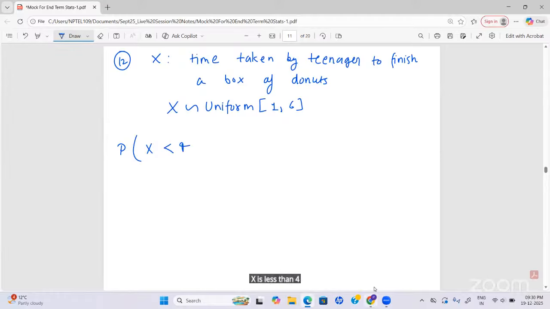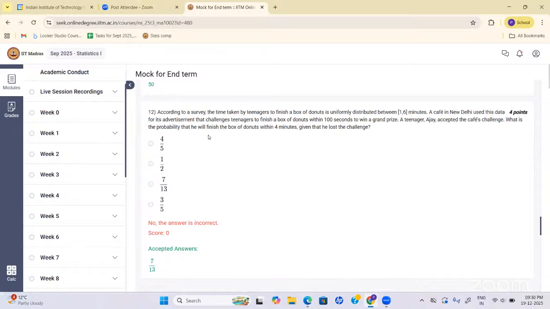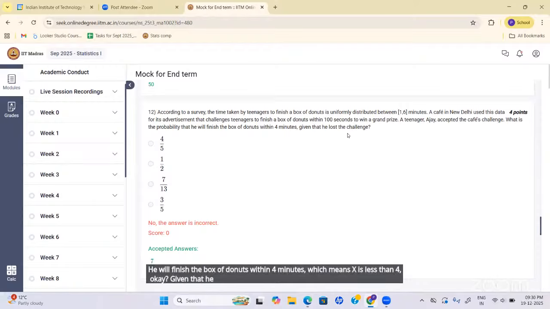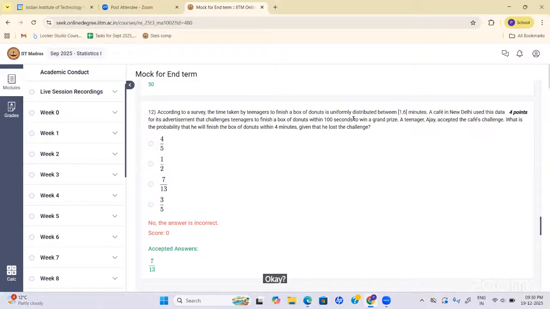Okay. So it is written that he will finish the box of donuts within 4 minutes, which means x is less than 4, given that he lost the challenge. So when will he lose the challenge? When x is greater than 100 seconds. So if x is greater than 100 seconds, then he will lose the challenge.